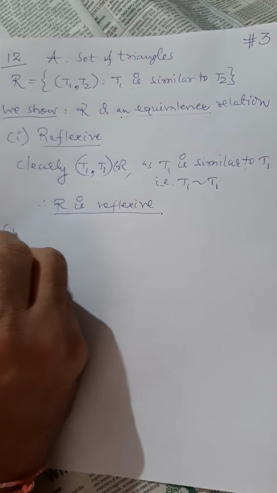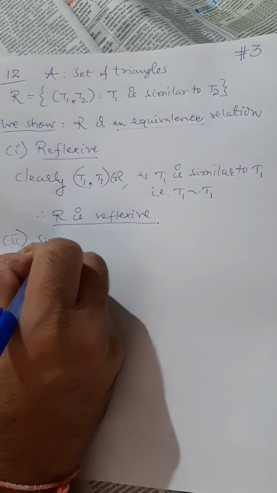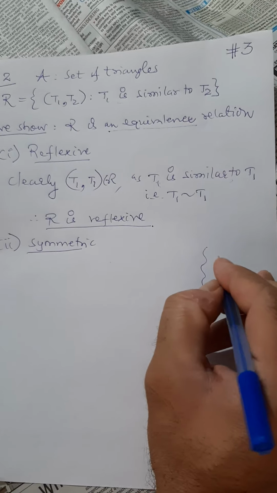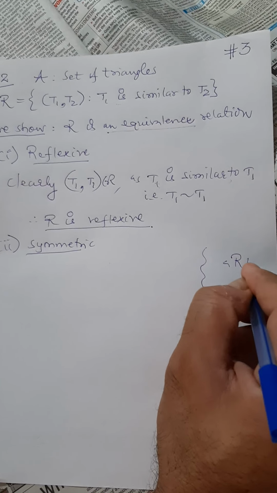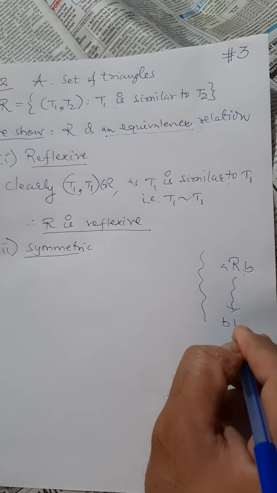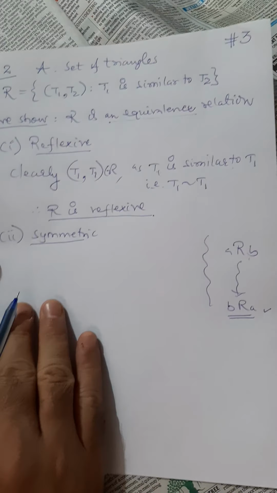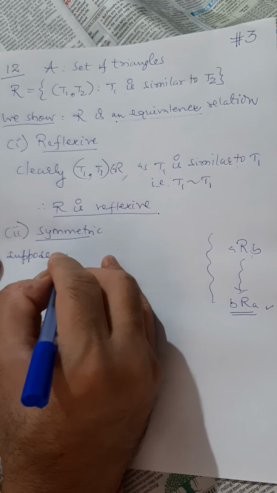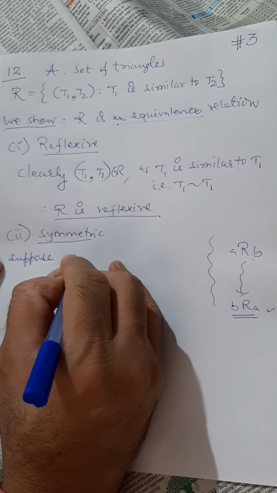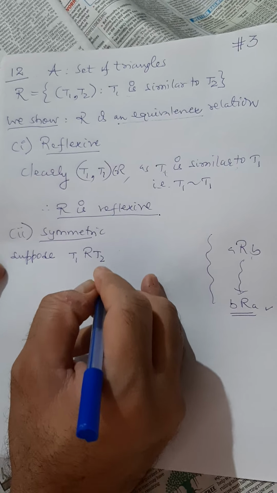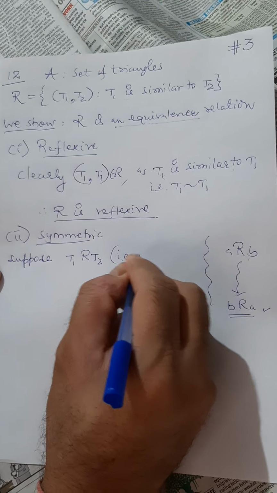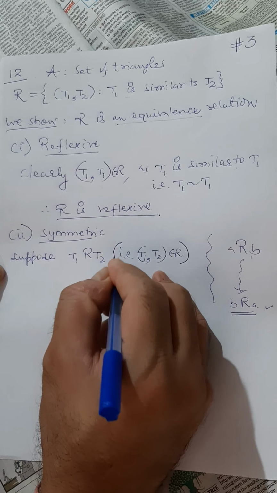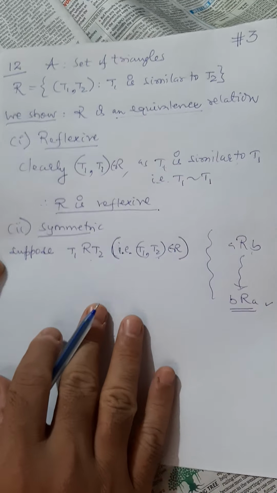So the second property, that is symmetric. In symmetric we know we start with A related to B. With the help of this we'll show that B is related to A. This is what we want to do here. So suppose for two triangles, T1 is related to T2. The meaning of this is the same, remember, as (T1, T2) belongs to R. Both are the same thing. I'm just telling you for information. Whether I write this or this, both are the same.